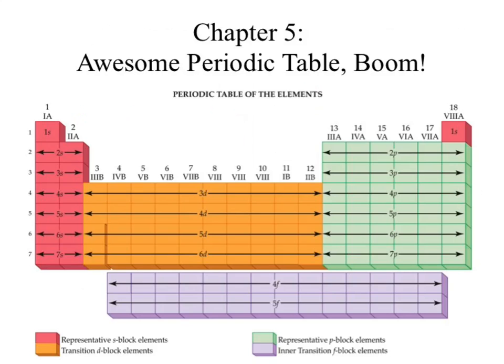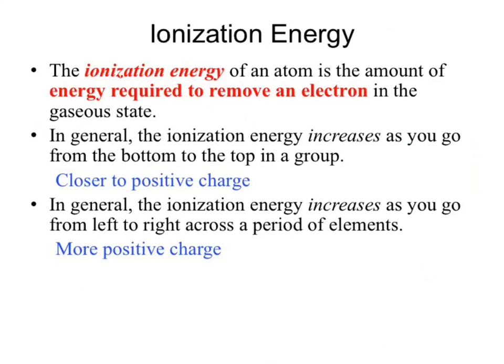Okay, so the last thing that we're going to deal with here are some more patterns that we can pick up, or the last periodic trend, ionization energy. Ionization energy is defined as the energy required to remove an electron completely from the structure. So we're going to take that electron and rip it out and put it into the vacuum, so it's no longer attached to anything. How much energy does that require?